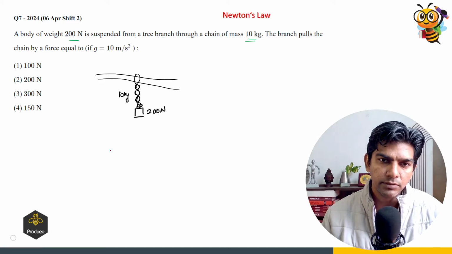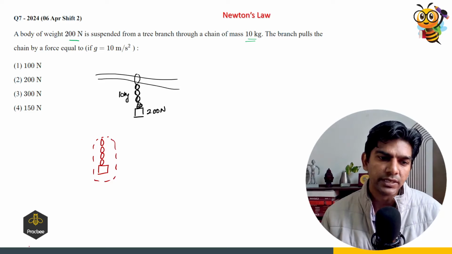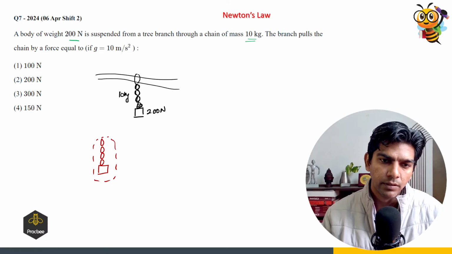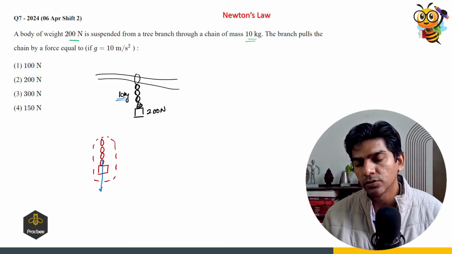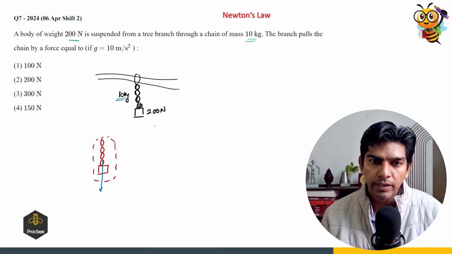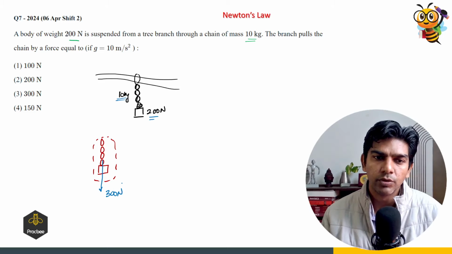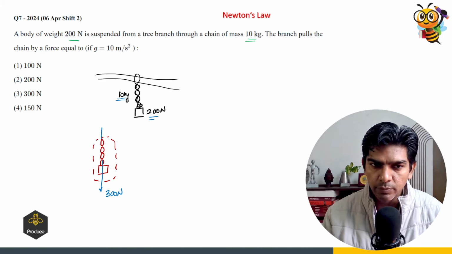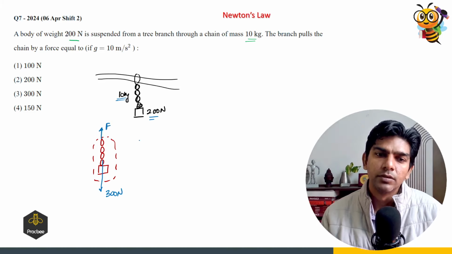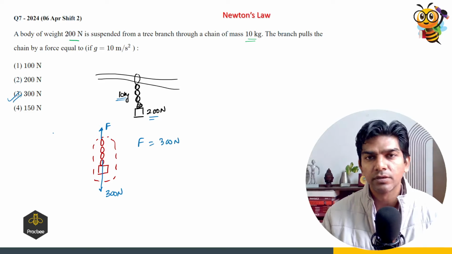So if you consider the chain and the block as a system, let us say the forces are acting on this system. So there will be a gravitational force, which will be the weight experienced. So the weight of the chain will be 100, and the block has 200, so it will be 300 Newton, right? That is the weight of the chain and the block. And this system is in equilibrium, so there has to be a force exerted by the branch on the chain in the upward direction. So we can say this force will be nothing but 300 Newton. So option 3 is the right answer.